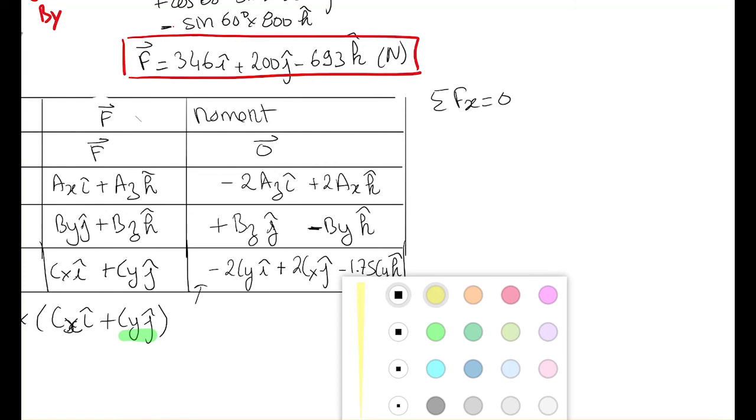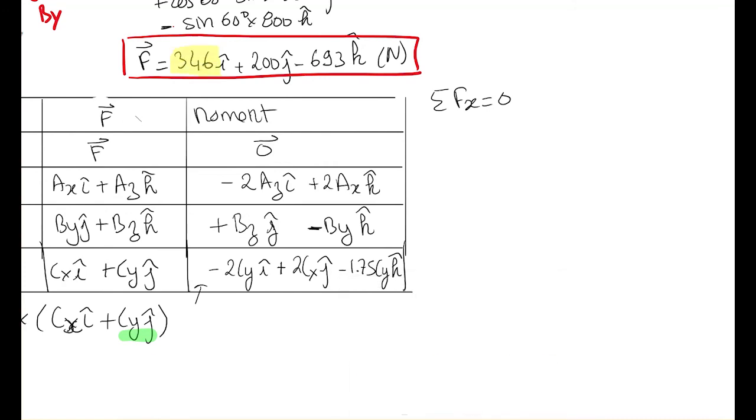Okay, let's do sum of force on x. So in F, we have this one, don't forget this one on I at, and this one on I at. So that's my sum of the forces on x. It gives us AX plus CX minus 346 is equal to 0. So AX plus CX, oh, not minus, plus, is equal to minus 346. Equation number 1.